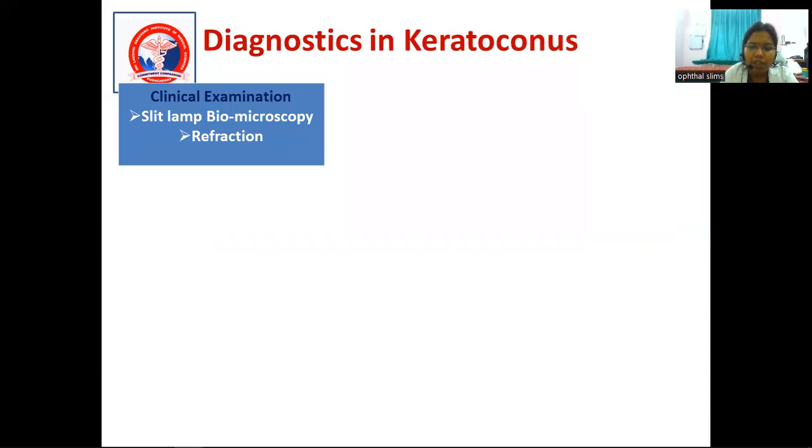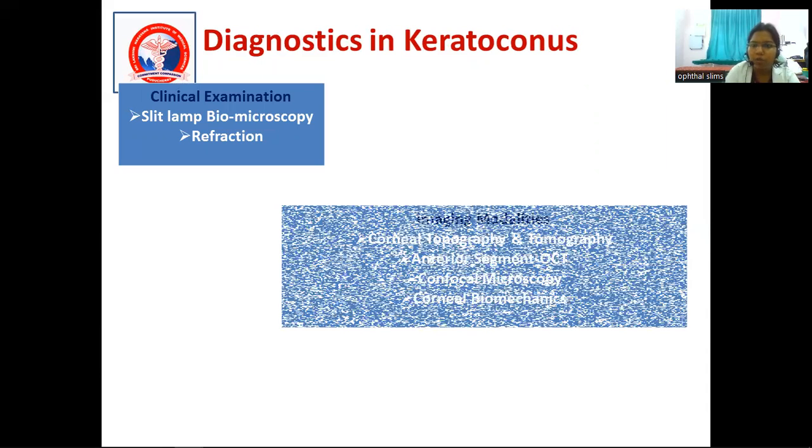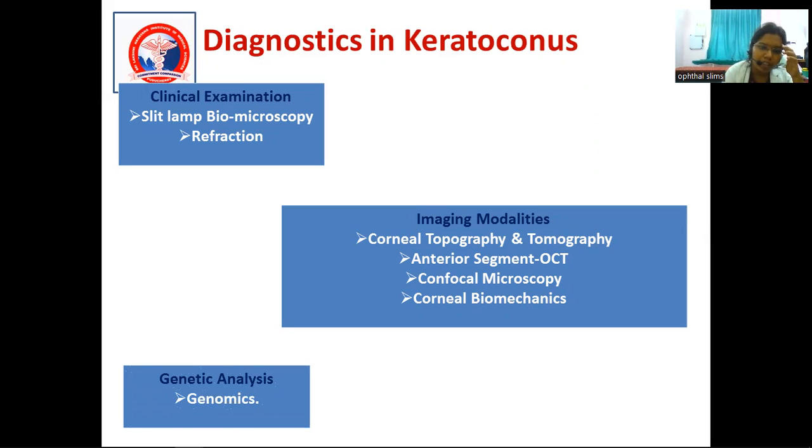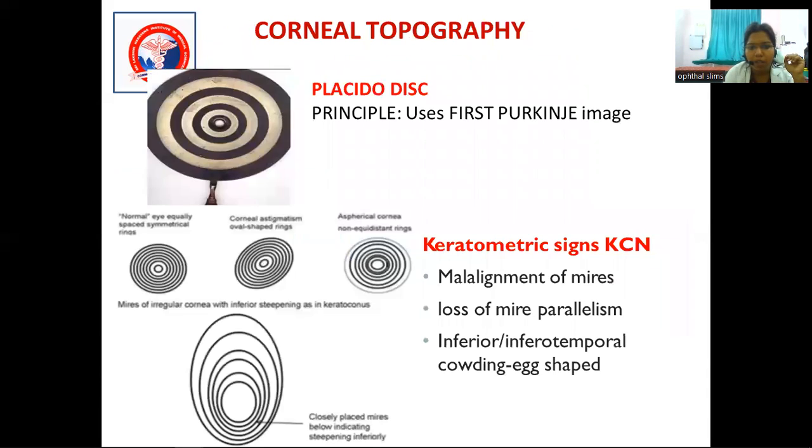So diagnostics in keratoconus: the patient is coming to you with keratoconus. What are you doing for it? First, we do a slit lamp biomicroscopy for the patient and we do refraction. Then the imaging modalities will be corneal topography and tomography, anterior segment OCT, confocal microscopy, and corneal biomechanics. And we'll do genetic analysis, which is genomics.